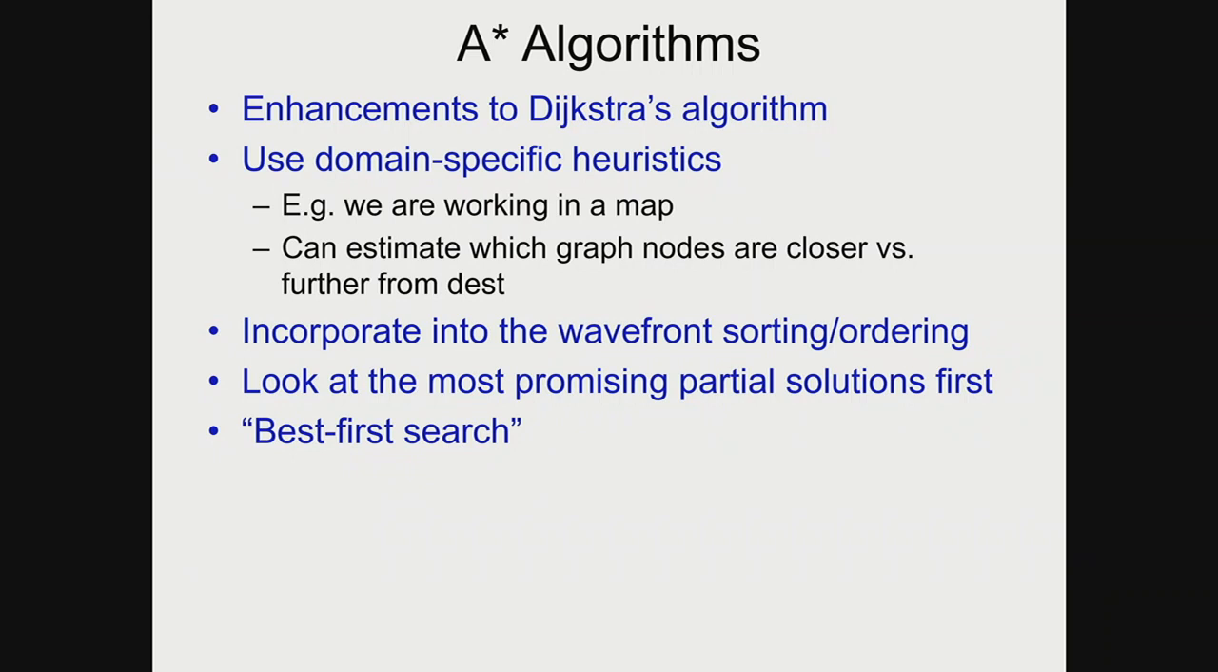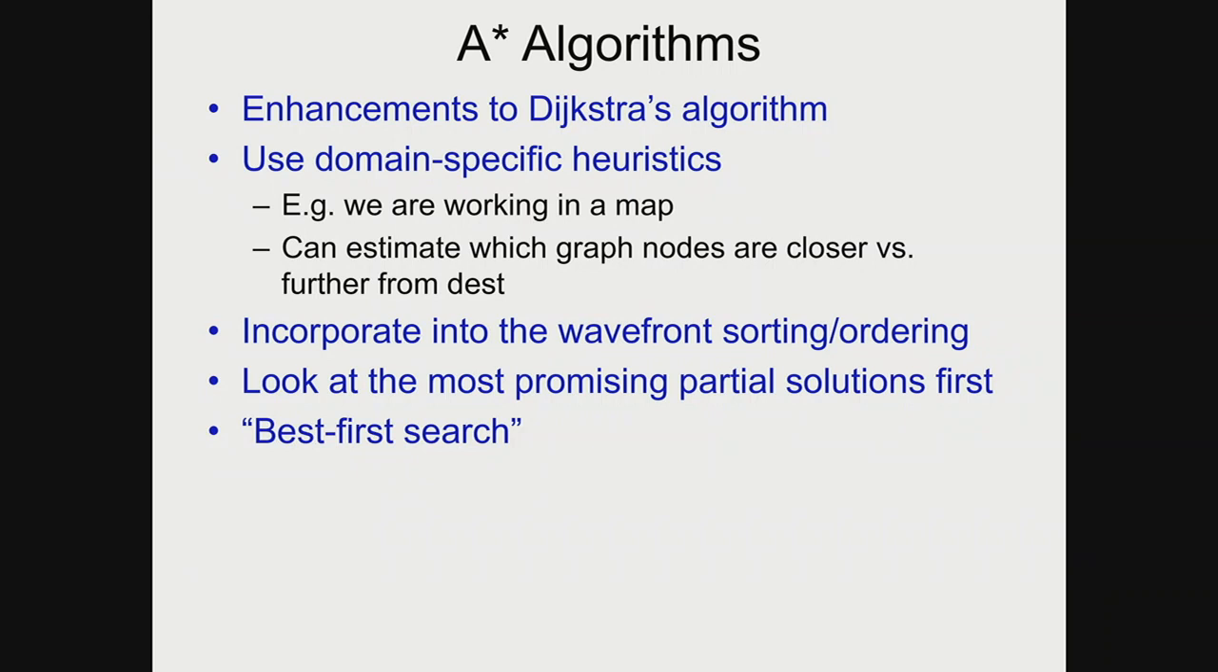Okay, so what are A-star algorithms? Well, they're enhancements to Dijkstra's algorithm. They build on top of it. They use what are called domain-specific heuristics. So a domain-specific heuristic means I know something about the graph I'm working with. If you don't know anything about the graph you're working with, you can't use an A-star algorithm. I'm going to show you in a minute, but they use predictions about what's going to happen. So we know that we're working in a city map, and that means that we can actually estimate quite quickly which graph nodes are closer to our destination and which ones are further.